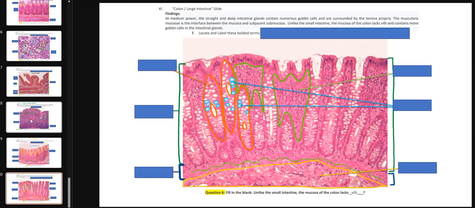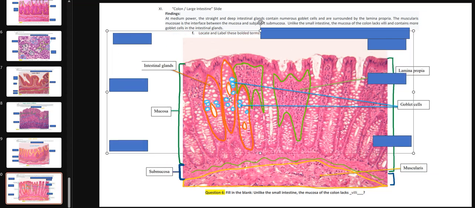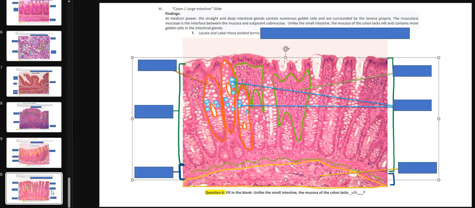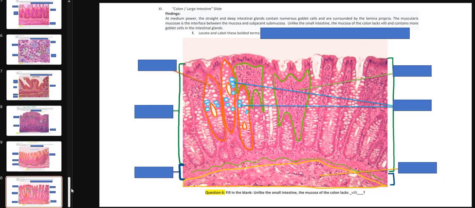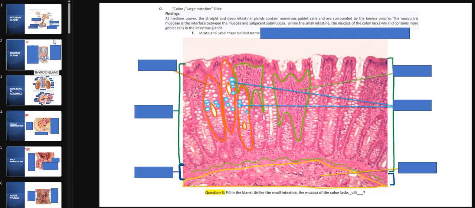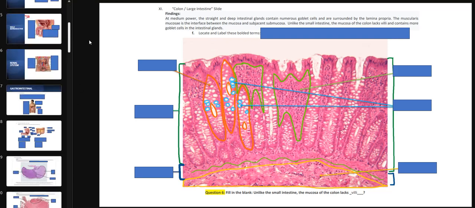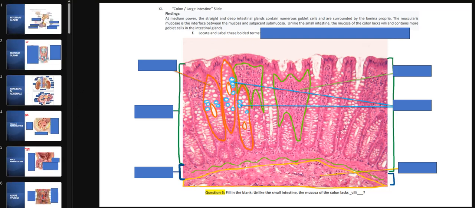And then the final slide, 40. We have the colon and large intestine slide. We have the muscularis, submucosa, mucosa, goblet cells, lamina propria, and intestinal glands. That's everything, and our final is next Tuesday. So I'm just going to be reviewing this every day for like 15 minutes, however long this recording is.